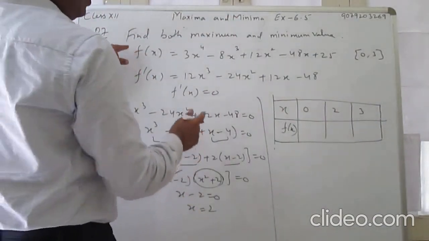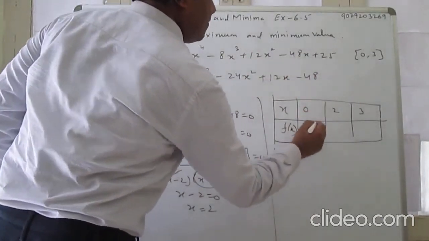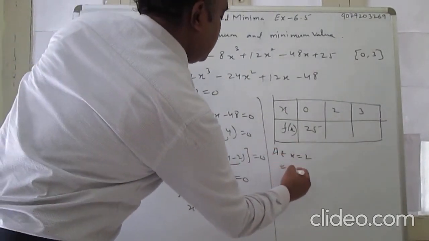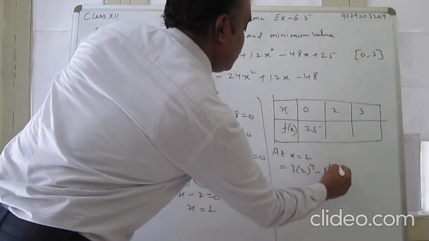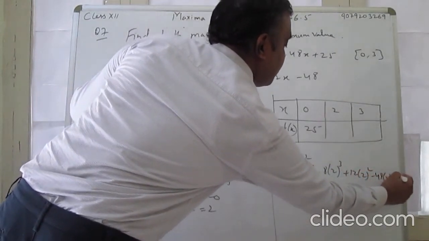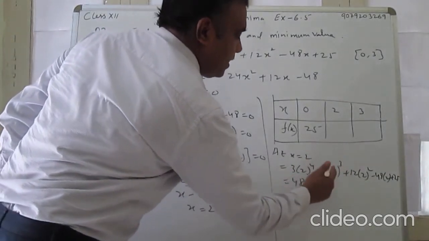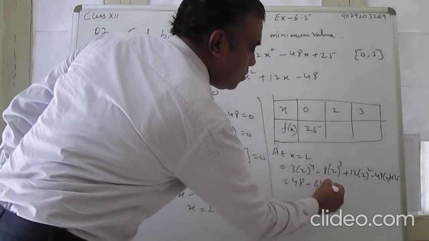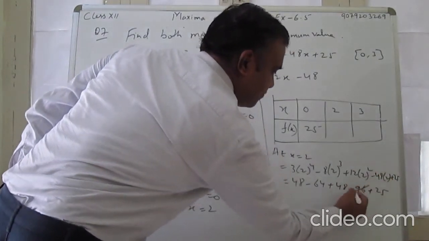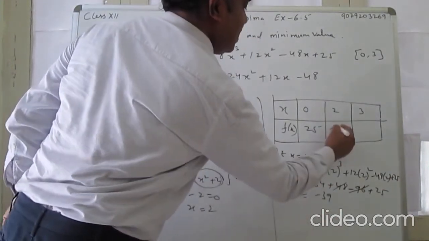If x is equal to 0, then f(0) is 0, 0, 0, it is 25. Now at x is equal to 2, put 2 here: 3 into 2 to the power 4 minus 8 into 2 to the power 3 plus 12 into 2 to the power 2 minus 48 into 2 plus 25. Now 3 16s are 48, 8 8s are 64, plus 4 into 12 is 48, minus 96 plus 25. This is cancelled out and 64 minus 25 is minus 39.